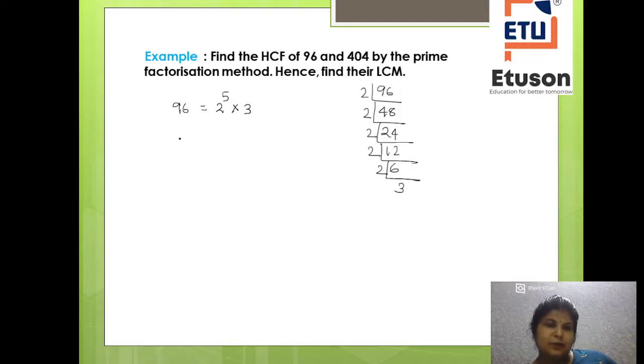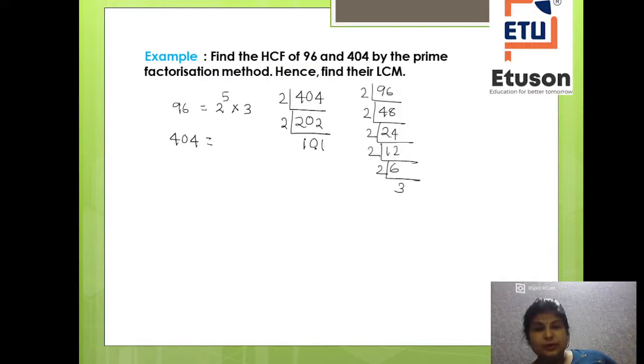Now let us find out the prime factors of your 404. So 404 divided by 2, you will get 202. 202 divided by 2, you will get 101. You have to check with many numbers whether it is divisible, and you will find out by trial and error method. 101 is also a prime number. So 404 is equal to 2 square into 101.